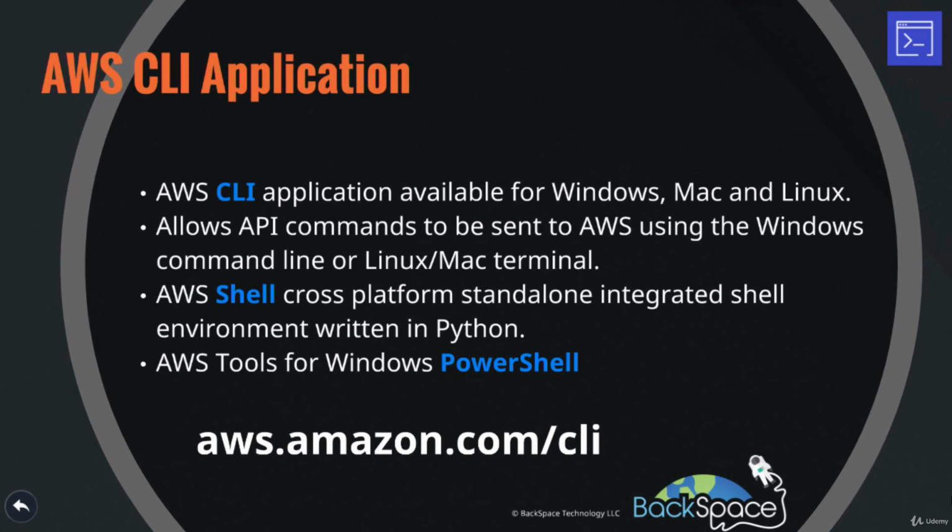Mac terminal application. There is also the AWS Shell application, which is a cross-platform standalone integrated shell environment that is written in Python that can provide even more features and more automation features to the CLI application. And finally, we've also got the AWS tools for Windows PowerShell. So you can run CLI commands within Windows PowerShell and at the same time use all of those automation tools that are available within PowerShell.